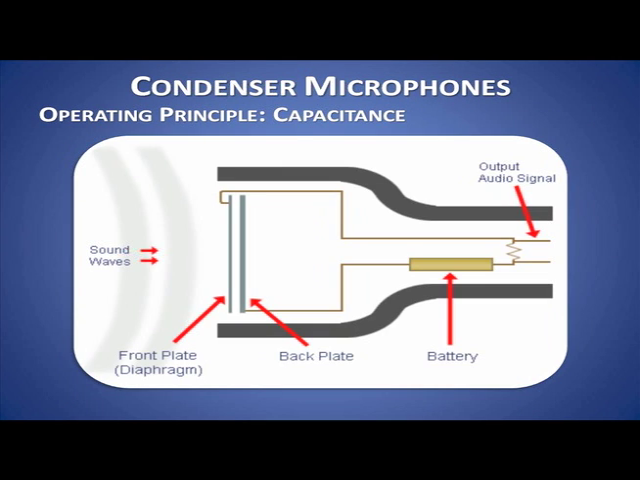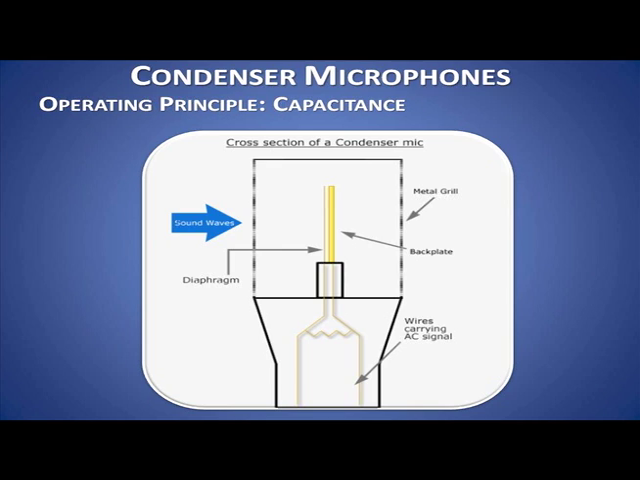A condenser microphone works on the operating principle of capacitance. Sound waves hit the diaphragm, causing it to vibrate. The diaphragm is mounted in front of an electrically charged plate. The movement from the sound waves on the diaphragm changes the electric field between the diaphragm and electric plate, which generates an electronic signal that corresponds to the sound source.